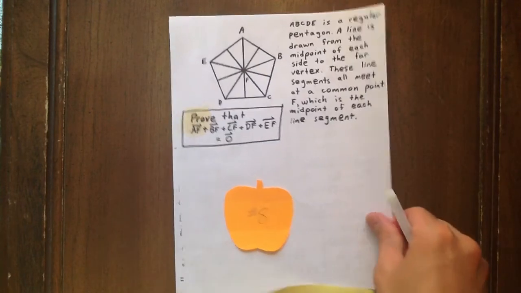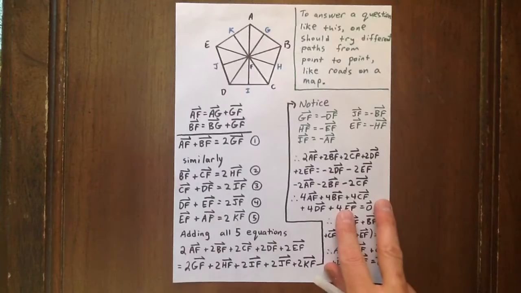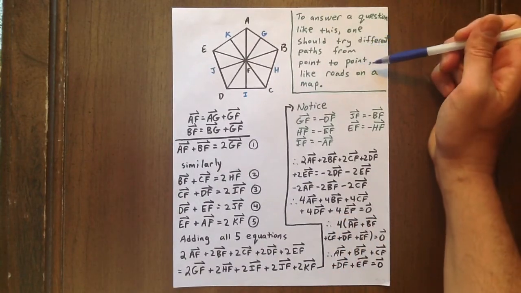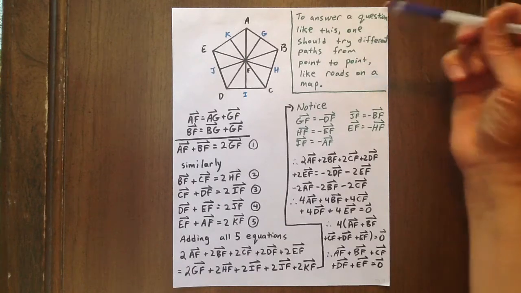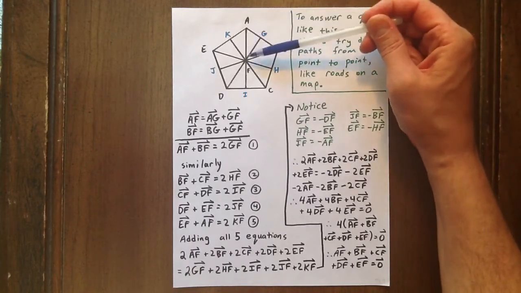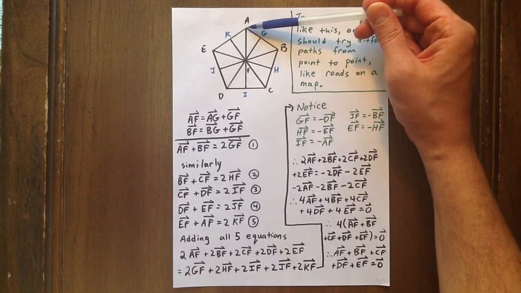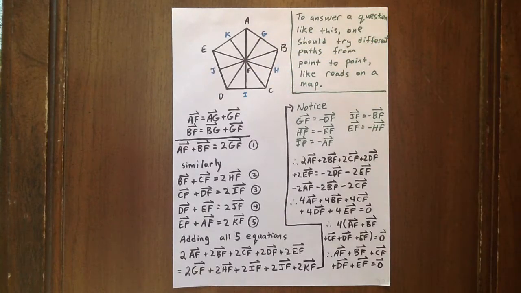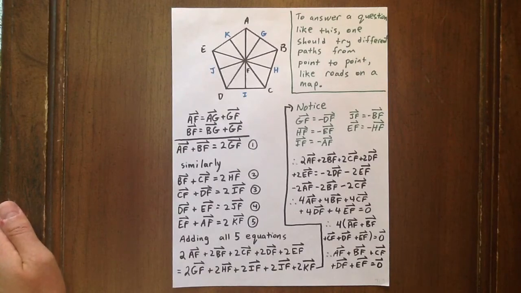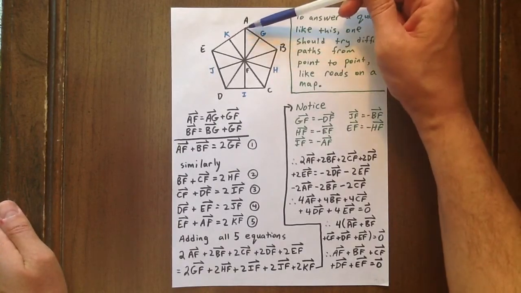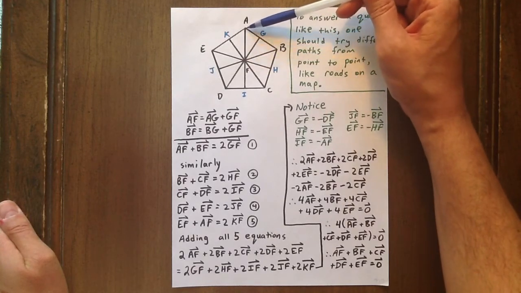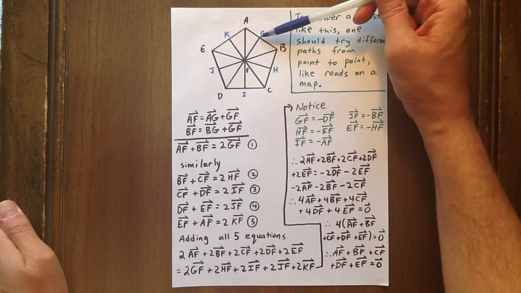What we're going to do to answer a question like this is we're going to try and think of taking different paths from point to point, like roads on a map. In other words, instead of going from A to F, we're going to say, what if we went from A to G and from G to F? And we're going to try different things, and we might not get it right on the first try. We might not figure out which different paths we should take to answer a particular question, but with experience you tend to develop ideas.